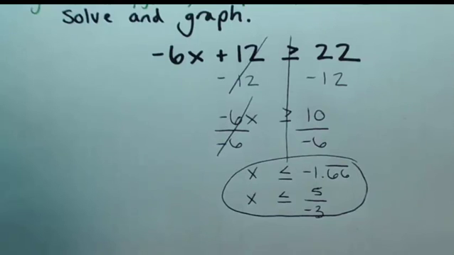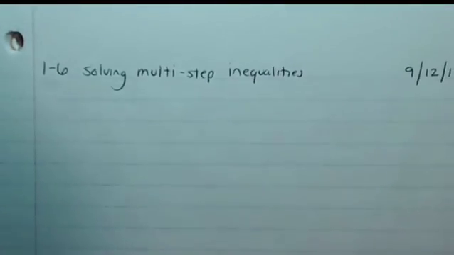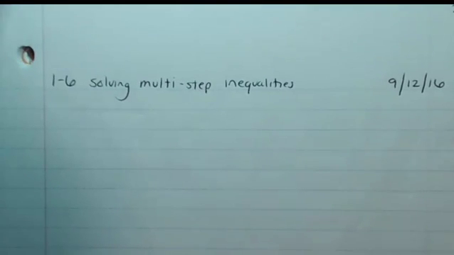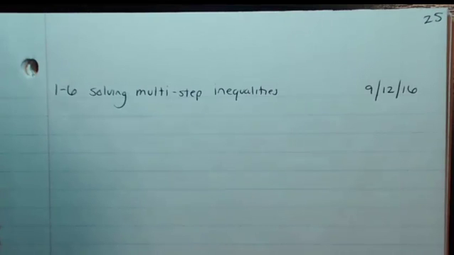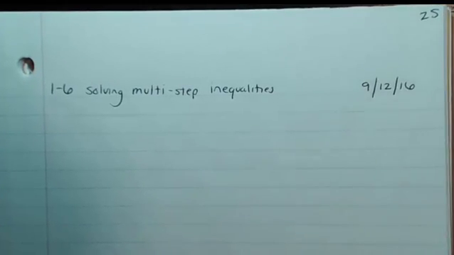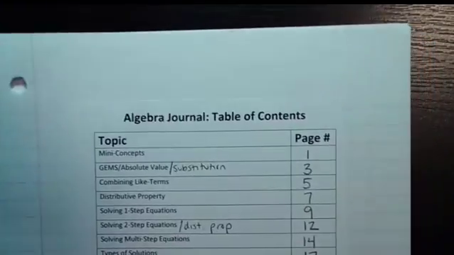So today we're going to do more of that, but now we're solving multi-step inequalities with variables on both sides as well. On the next page of your journal, this is actually 1-6 in your homework hotspot book, so if you need more examples when you get home tonight, you can look in your homework helper book. Today is September 12th. This is my page 25. I'm going to go ahead and label my table of contents.